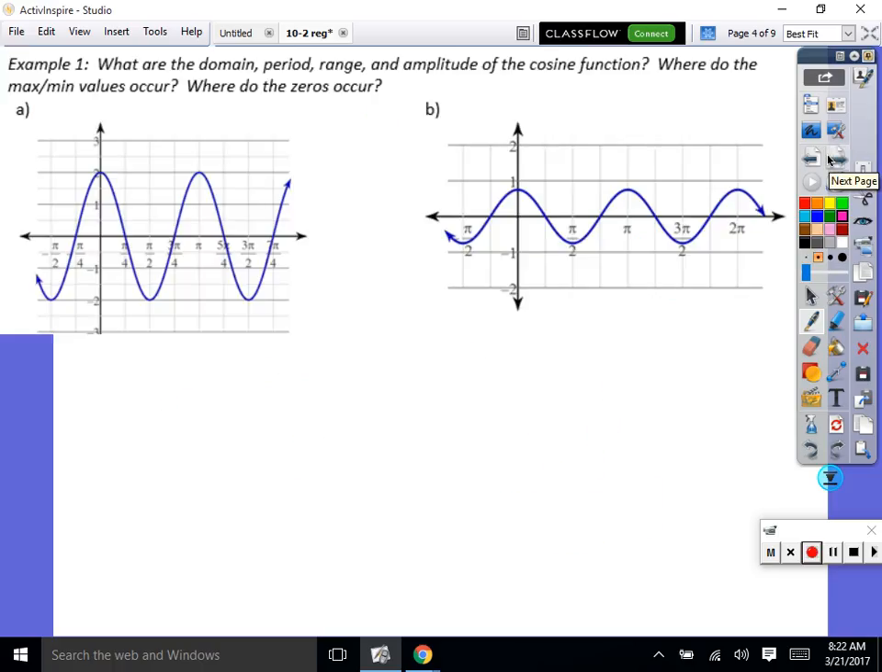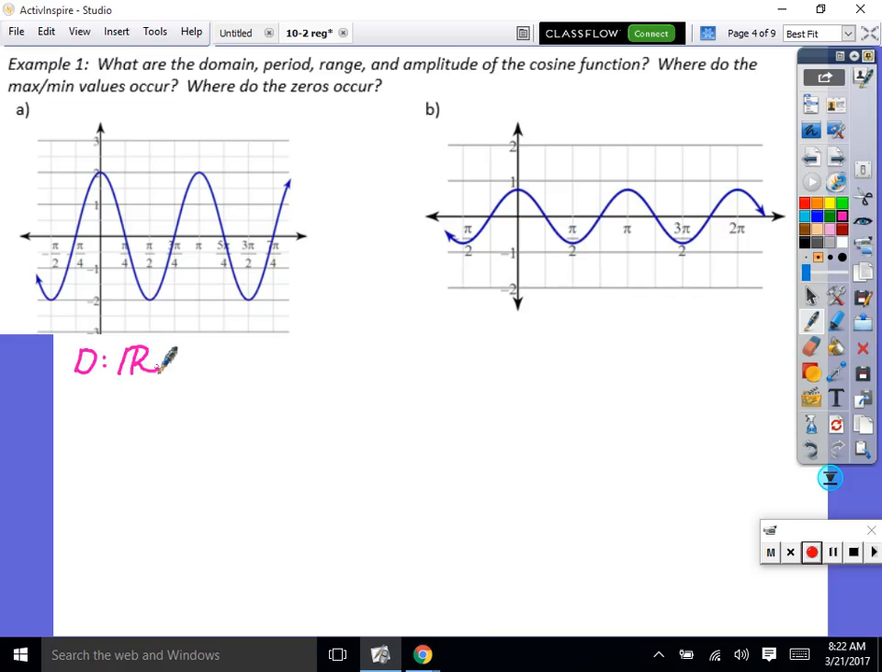Look at your example A with me. It says, what are the domain, period, range, and the amplitude of the cosine function? What are the max and min values, and then where do the zeros occur? So it says, what's the domain? Well, obviously, what's it growing from left to right for cosine? All real numbers. Isn't that the domain, everyone?